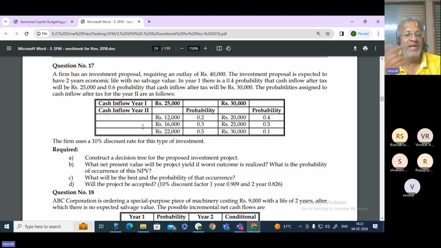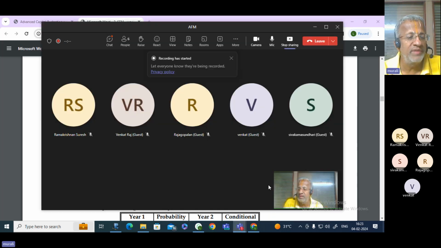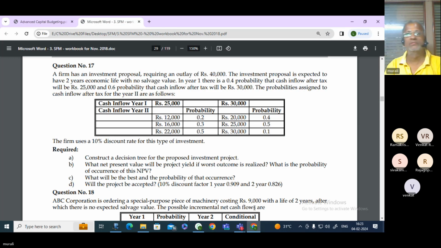Problem number 17. One of you please read out. Ramakrishnan, Venkatraj, Rajagopalan, Venkatan, Sivagam Sundari. Who wants to take it up? Ramakrishnan, could you read this out? Yeah, sure. Question number 17, it is on the screen. Please read out. A firm has an investment proposal requiring an outlay of rupees 40,000.